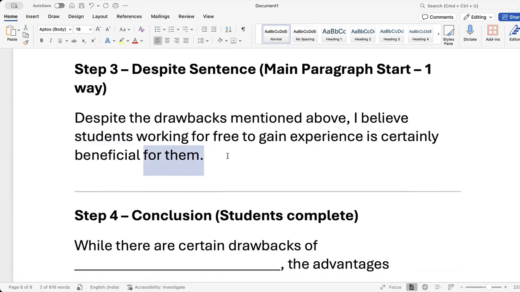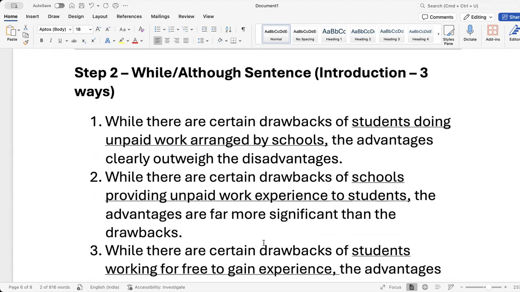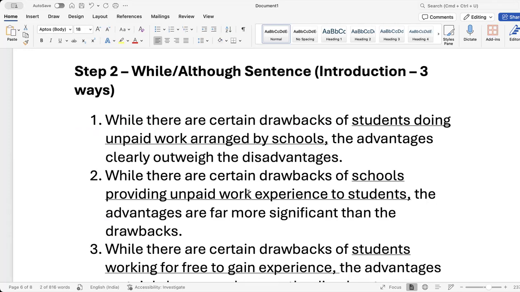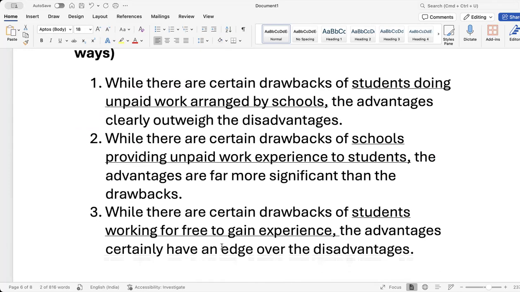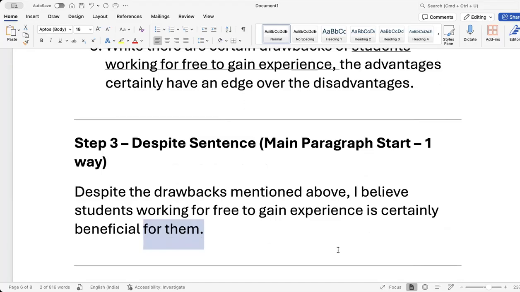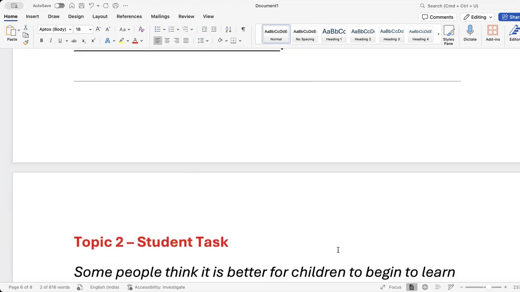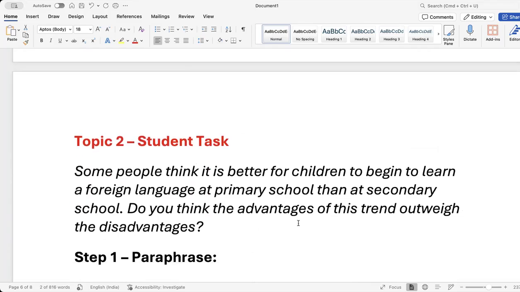Then I add some connectors and write the points. Again, the while statement: while there are certain drawbacks of the topic, the advantages, and you can pick any of the ones that I taught you here, the advantages outweigh, the advantages are far more significant, or the advantages certainly have an edge over the disadvantages. I'm already teaching you this paraphrasing because you can remember it, so that even if you have difficulty paraphrasing the introduction, the question, you know the paraphrasing of this part at least. So that's it. Now you are going to do it for the next task.